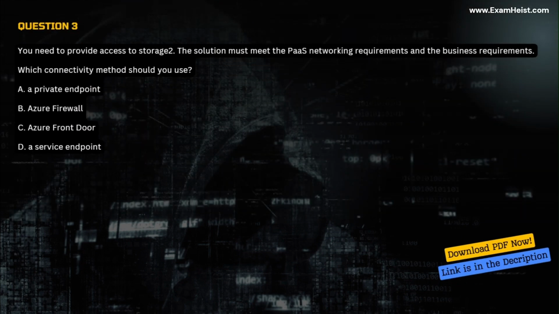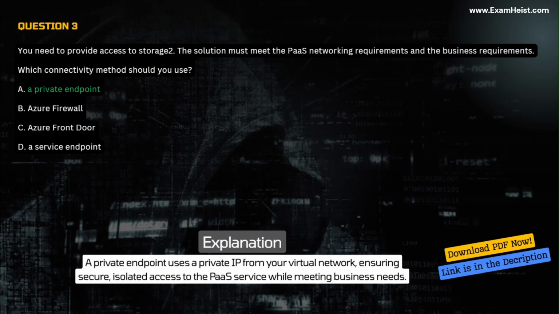Question 3. You need to provide access to storage 2. The solution must meet the PaaS networking requirements and the business requirements. Which connectivity method should you use? A. A private endpoint. B. Azure Firewall. C. Azure Front Door. D. A service endpoint. Correct answer A. A private endpoint. Explanation. A private endpoint uses a private IP from your virtual network, ensuring secure, isolated access to the PaaS service while meeting business needs.